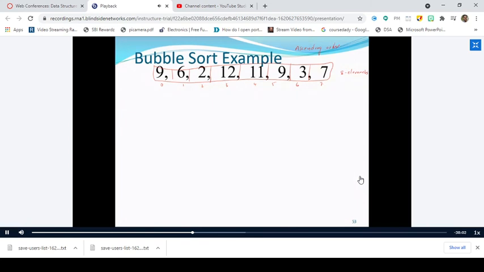Now you compare the element at index 0 and the element at index 1. So 9 and 6 are compared. Are they out of order or in the same order? Out of order. So what do you have to do if they are out of order? Swap the elements. You swap the 0th index element with the first index element. So after swapping, we get the elements as 6, 9, 2, 12, 11, 9, 3, and 7.